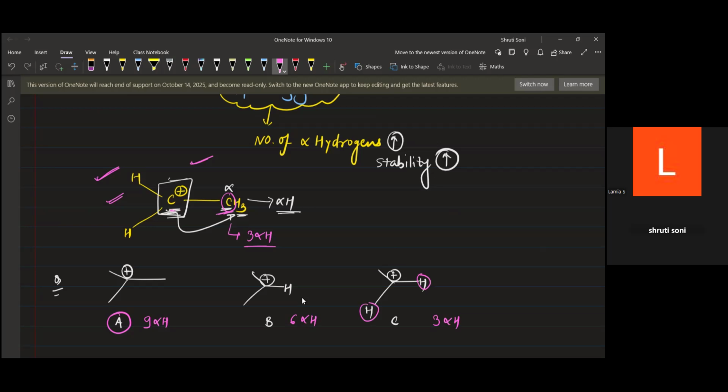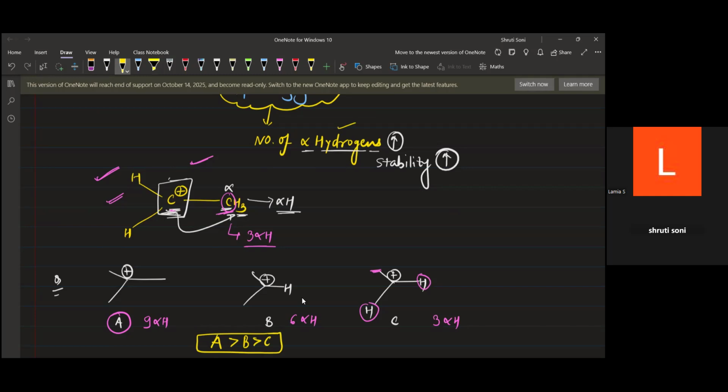So now you tell me, compared to A, which of B and C is more stable? As the number of alpha hydrogens increases, stability increases. So A is more stable than B, and then C. So this is the stability order.